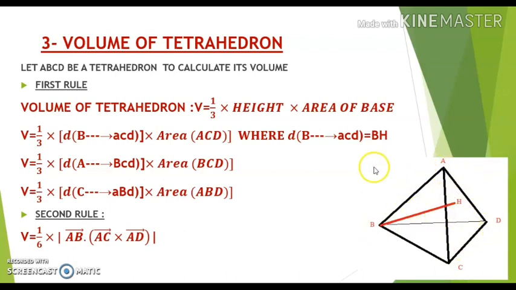And if we have the height from A, we can calculate the volume by 1 over 3 times the distance from A to the plane opposite to A, it's BCD, times the area of BCD. And finally, if we have the distance from C to the plane opposite to C, ABD, then the volume is equal to 1 over 3 times the distance from C to the plane ABD times the area of ABD. Second rule, using the mixed product, the volume is equal to 1 over 6 times the absolute value of the mixed product of the three vectors AB, AC, AD.